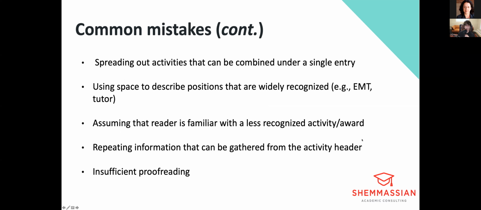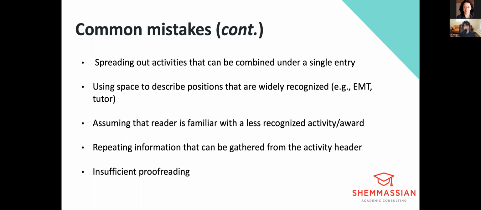Common mistakes continued. Spreading out the activities that can be combined under a single entry. So this is like if you have a publication, across like 3 publications and they're across 3 different entries. Now, if one was particularly meaningful because it related to some prize you won or it's in your area of greatest interest, sure, but don't do it just to fill multiple slots.